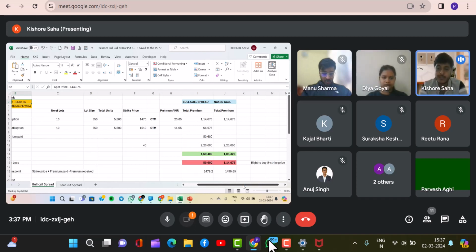So I have the right to buy at this strike price, which is 1470. Obviously, I would like the spot price to be way above 1470, so that I can minimize the difference and pocket that difference, which would be my one gain.